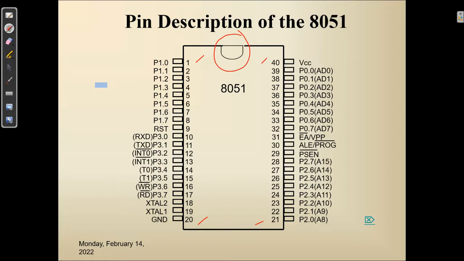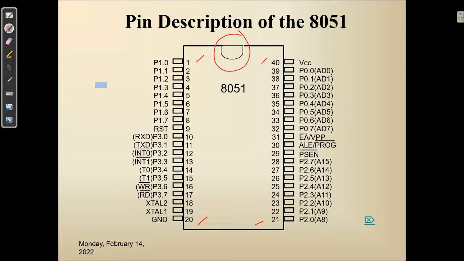Okay, the pins are not towards you, the pins are away from you. You are facing the portion where 8051 is written. When you hold this pin in this manner, you will be able to see the notch, and from the notch towards the left, 1 to 20 and 21 to 40. So please draw this first.